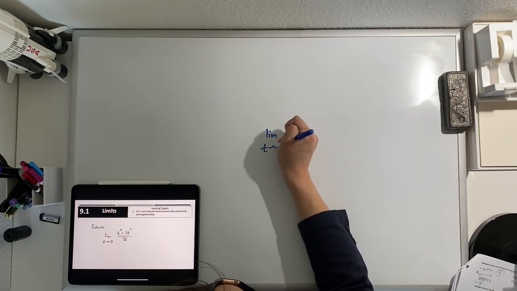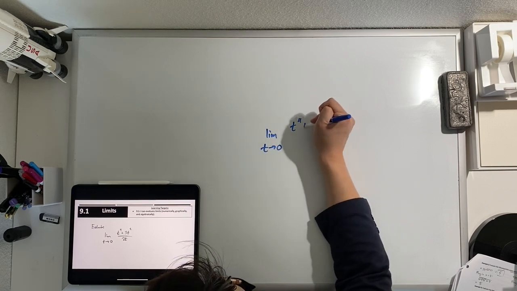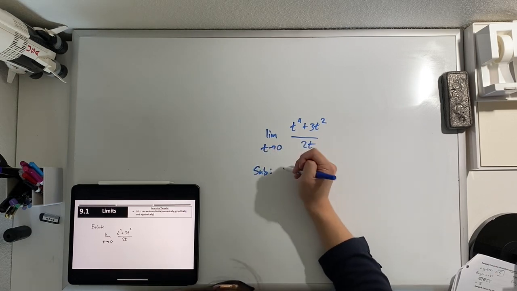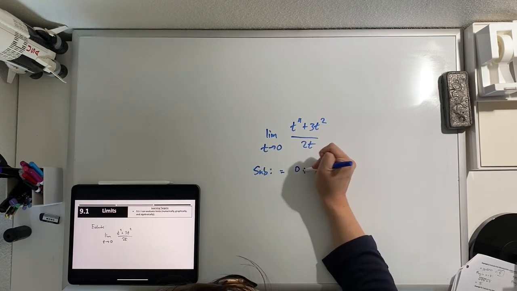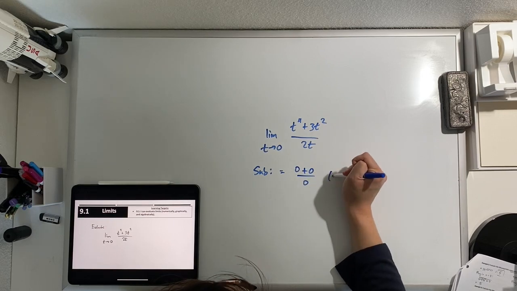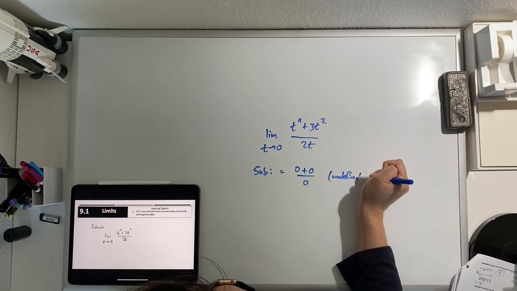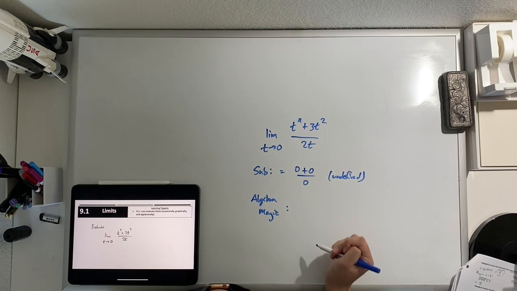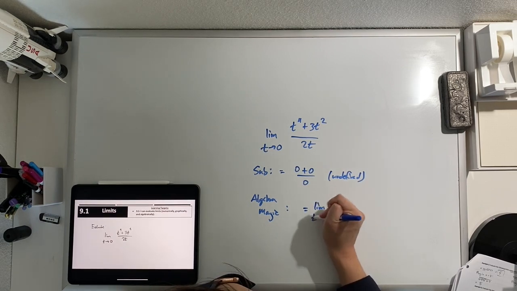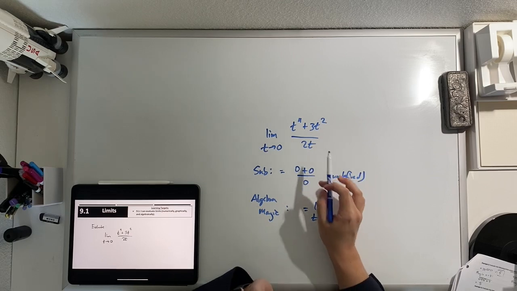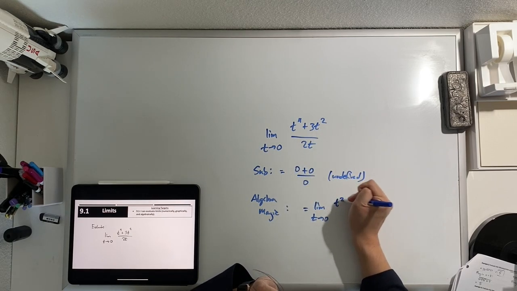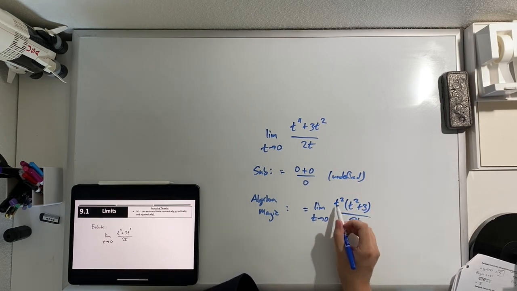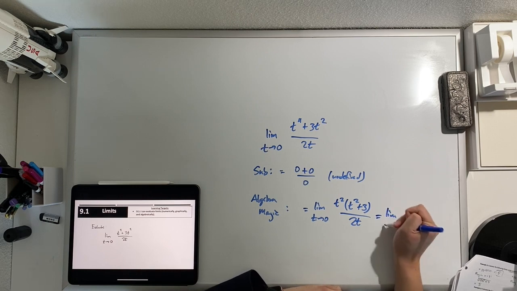We have the limit as t approaches 0 of t to the 4th plus 3t squared all over 2t. Now if we try substitution, we get 0 plus 0 over 0. That's undefined. So substitution didn't work right away. We need to try some algebra magic. Let's take the limit as t approaches 0. What can we do here? We can factor out a t squared in the numerator. And now a t should cancel, so we have the limit as t approaches 0.